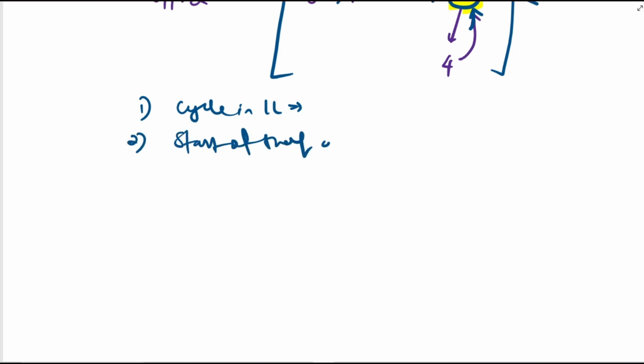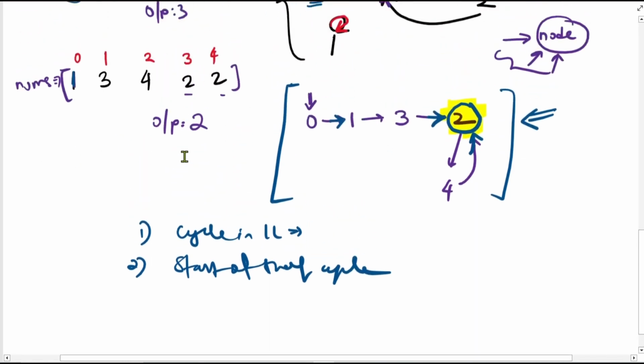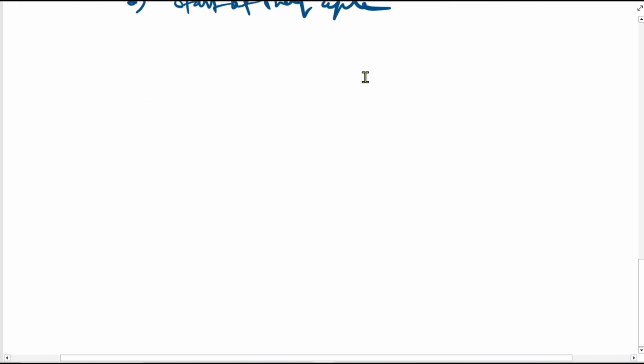So the first challenge is how do we find a cycle in a linked list? And the second one is how do we pinpoint the start of that cycle? So let's just go one by one. Now this is a linked list problem. It is no more an array problem for us.